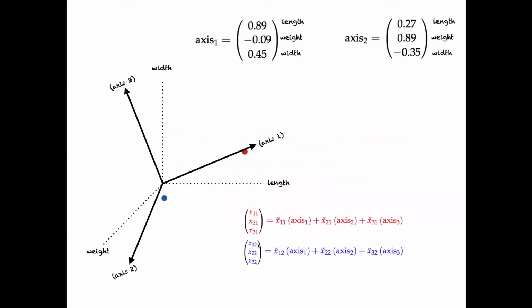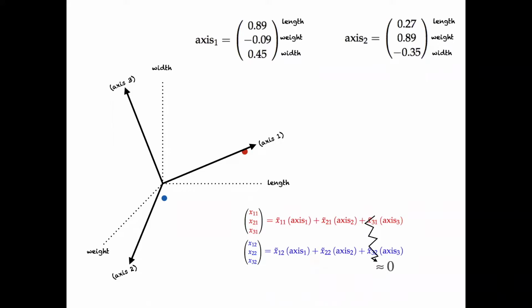Okay, so we had these original data points, the red point and its original coordinates of length, weight, and width, and the blue point. And we expressed it in a different basis, namely using axis 1, axis 2, and axis 3, and the coordinates along those vectors. And then we just set those third coordinates equal to 0.